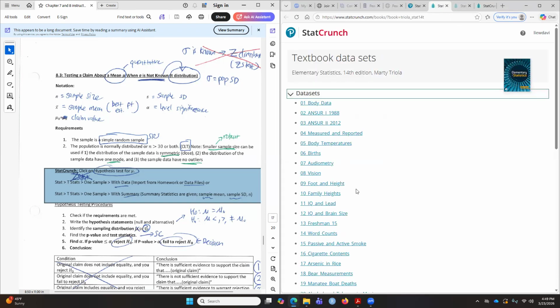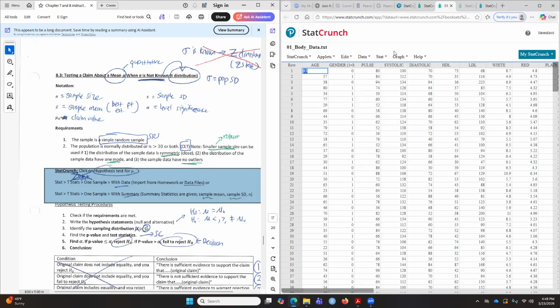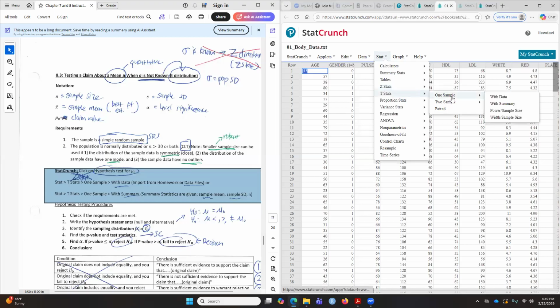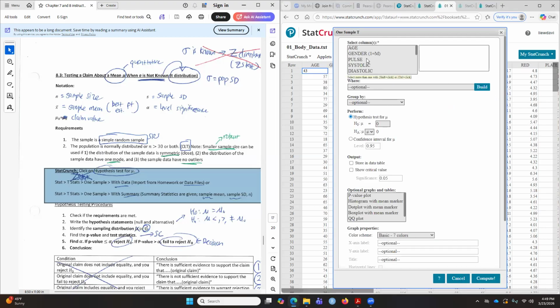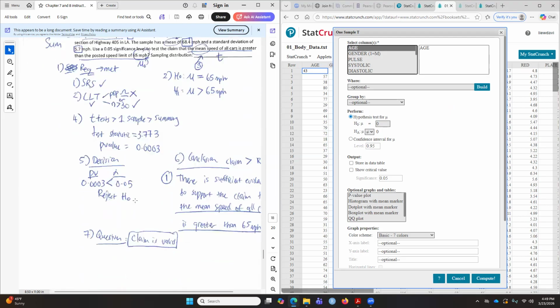Let's say we are doing body data. Again, I always use that. If you want to do hypothesis testing here, you just go to T Stats, 1 Sample with data. When you're performing a hypothesis test, they will give you a statement. If the question provides you with the sample mean, sample percentage, and sample size, then you do it with summary. Let me show you what we mean by data.